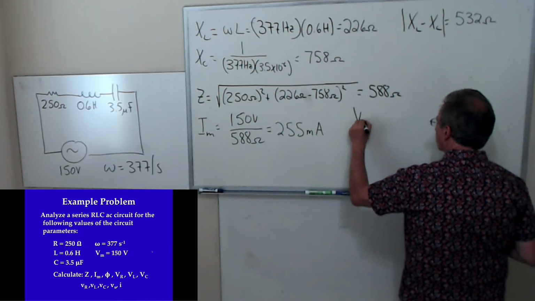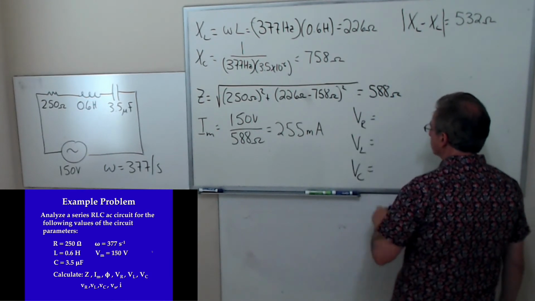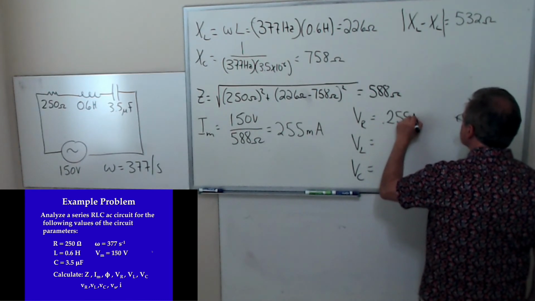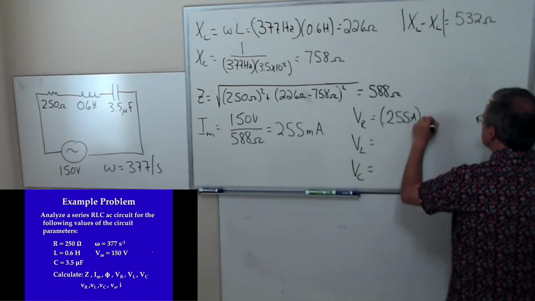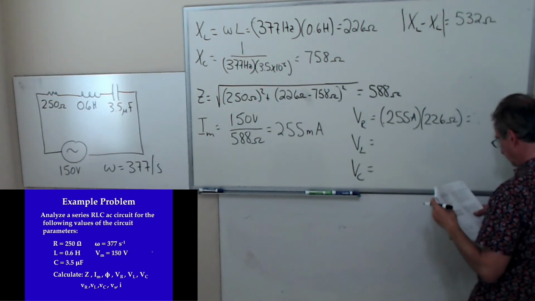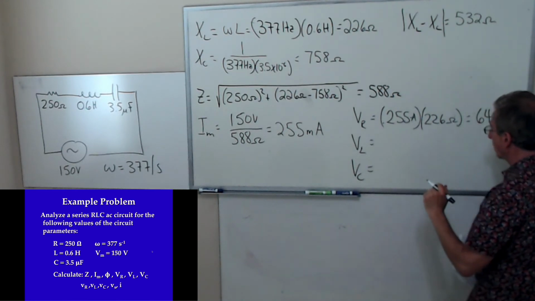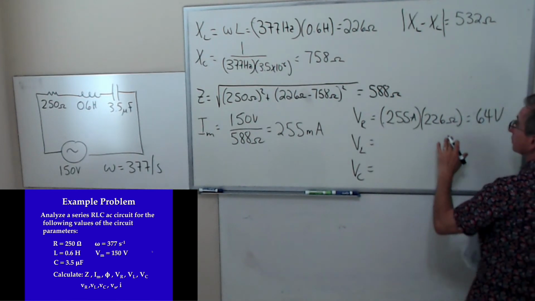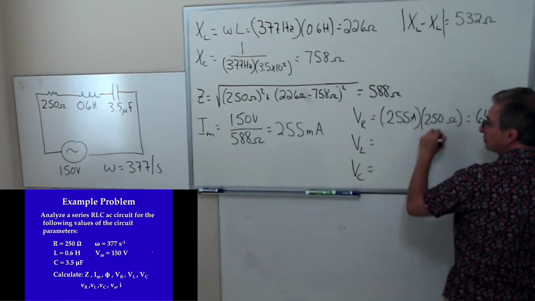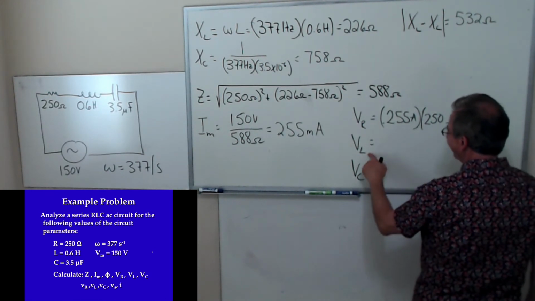Well, let's figure out V sub R, V sub L and V sub C. V sub R is going to be what? 0.255 amps times 226 ohms, and that comes out to be 64 volts. I think you mean 250. Oh, 250. I copied the wrong one, didn't I? See, there's too many numbers on the board. I actually don't like problems with that many numbers.